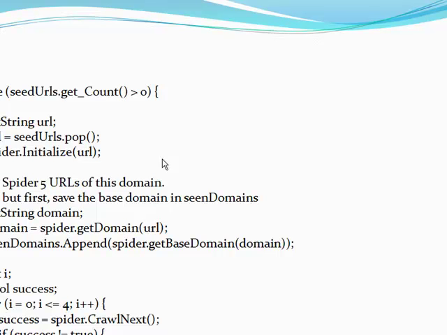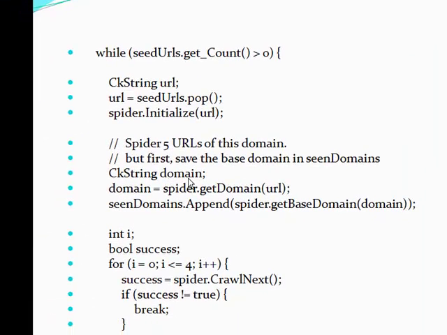The domain name passed to this method is what is returned by the Domain property. The spider only crawls URLs within the same domain. The spider crawls URLs of the domain. We first save the base domain in the seen domains. The CkString domain. The Domain is a string property, the domain name that is being spidered. This is the domain previously set in the Initialize method.